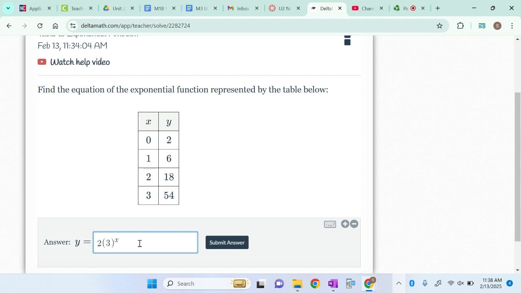And I froze it, so you can't see it. Lovely. There you go. So if you hit submit, it should be correct.